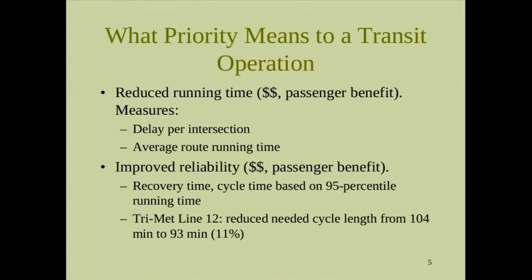Priority, it's easy to see what it means to a transit user. It means you get a faster ride and a more reliable ride. So it saves you time. The reliability also saves you in buffer time. But it's important to know what transit priority means to a transit operator. The savings in time means they might be able to run their route with fewer vehicles and less labor. And the improved reliability means they don't have to have as much recovery time.